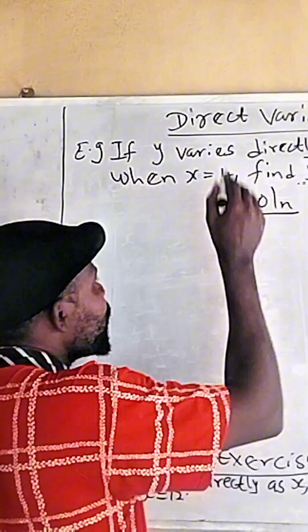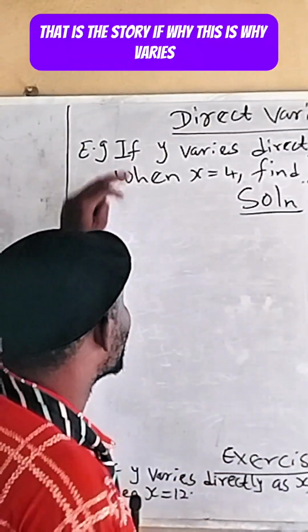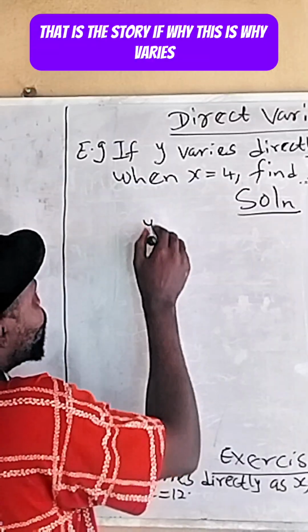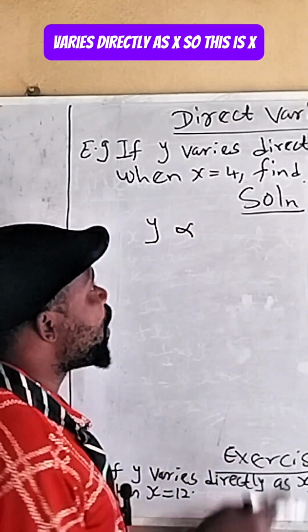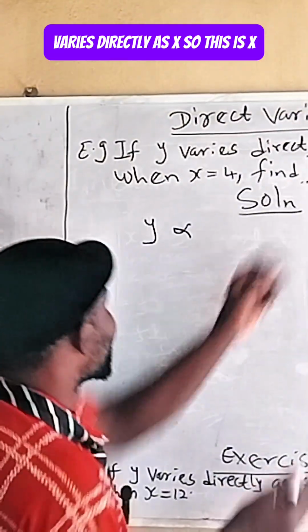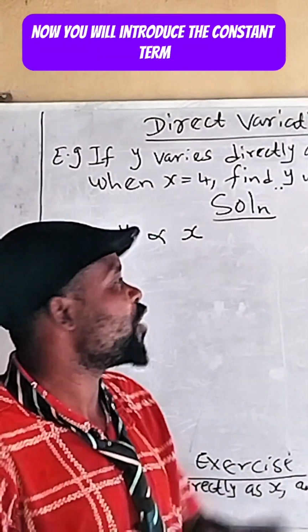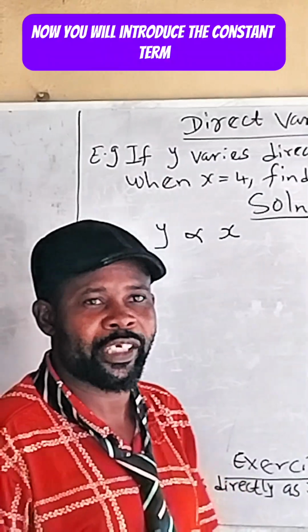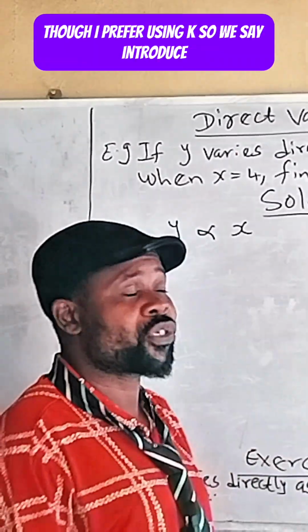Solution. You start by representing it mathematically. That is the story: y varies directly as x. This is y, this is the symbol for variation, and this is x. That is the first step to take. Now you will introduce the constant term. The constant term can either be k or c, though I prefer using k.